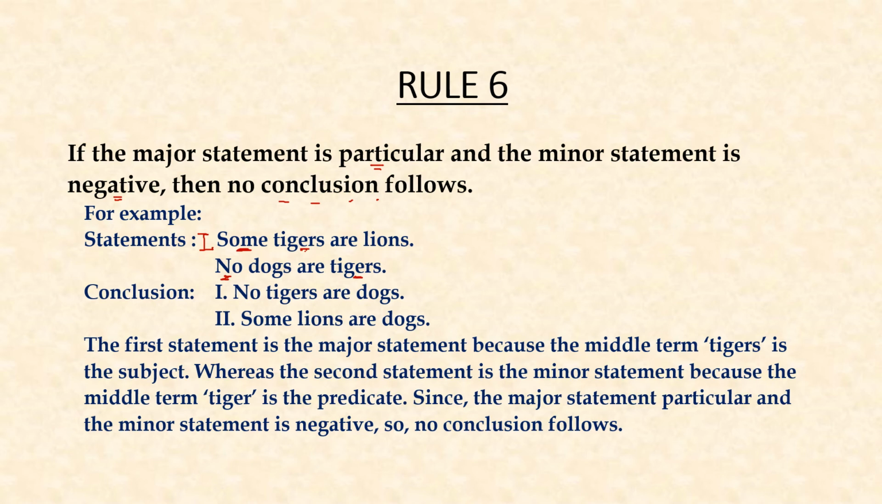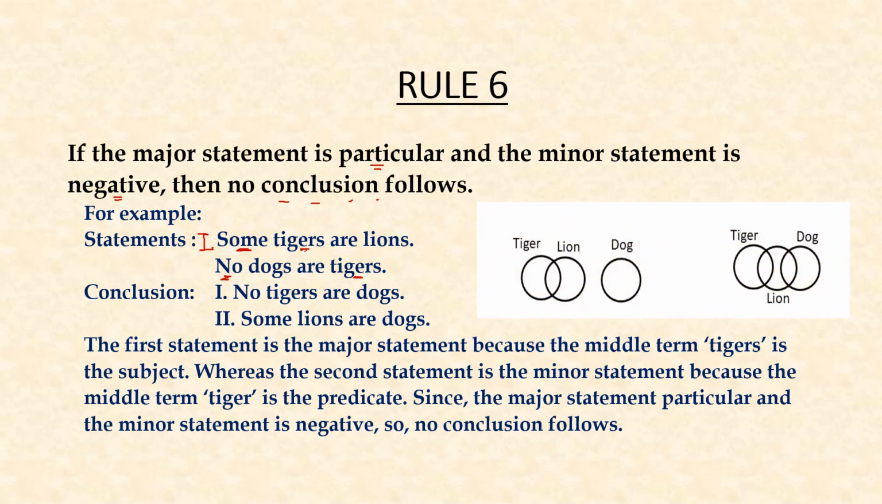Now let us check this with the help of Venn diagrams. Some tigers are lions, so this is the part that is being overlapped. No dogs are tigers. Dogs tigers नहीं है, लेकिन dogs lions तो हो सकते हैं ना, तो इसीलिए it can be represented in another way. So there can be two possible Venn diagrams here, the first one or the second one.